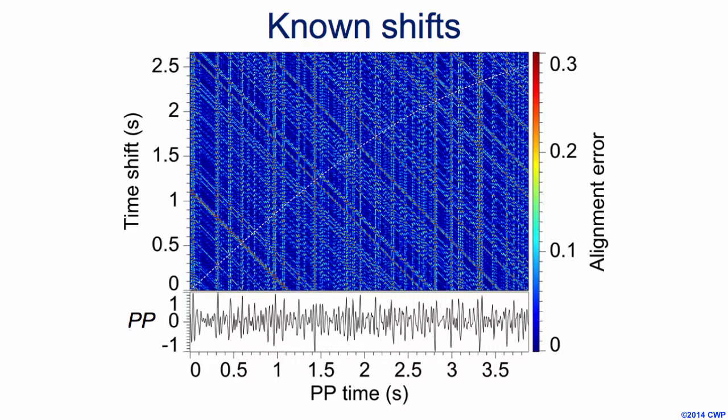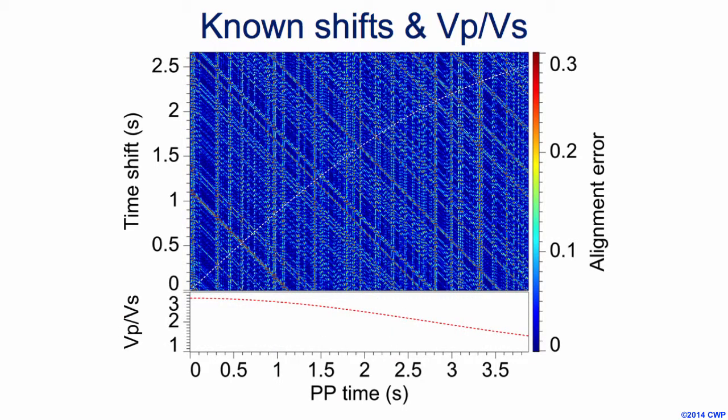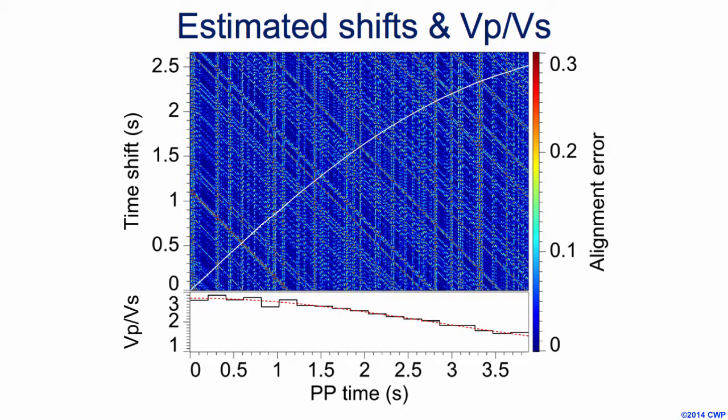But this curve here does correspond to the known shifts and the estimated curve. And those shifts were designed to correspond to a realistic situation where VPVS ratio might start off rather high and then decrease with time or depth. All right, so here are the estimated shifts and VPVS ratios.